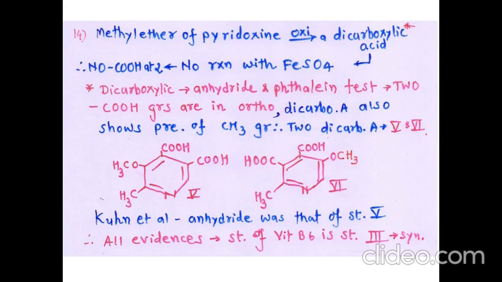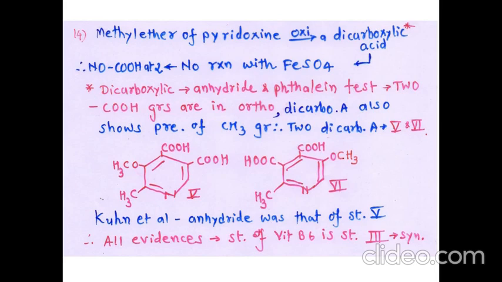So this dicarboxylic acid, which I have marked with the asterisk, right, which forms anhydride and gives phthalate test. That means 2 COOH groups are in ortho position, right? Then and then it forms anhydride, then and then it gives phthalate test. Therefore the dicarboxylic acid also shows the presence of methyl group, friends. Pure dicarboxylic acid derivative shows the presence of methyl group, and therefore 2 dicarboxylic acids possible are structure number 5 and 6 with the presence of methyl group at position number 2.